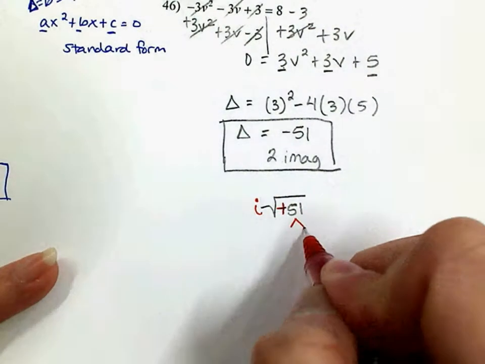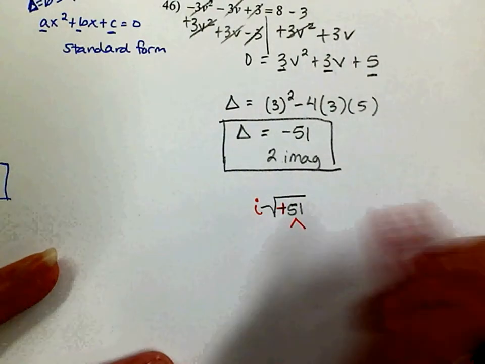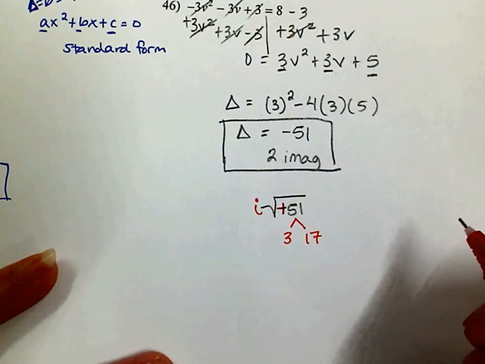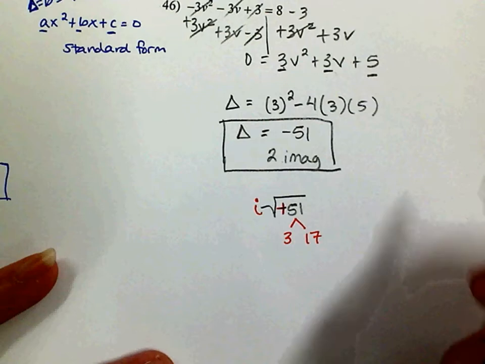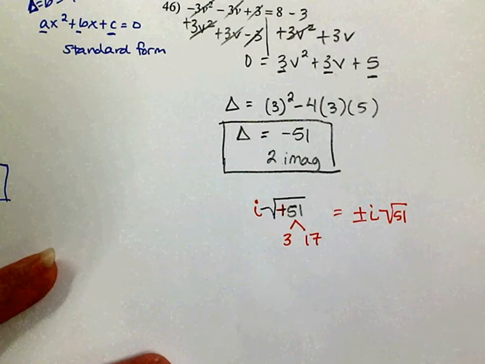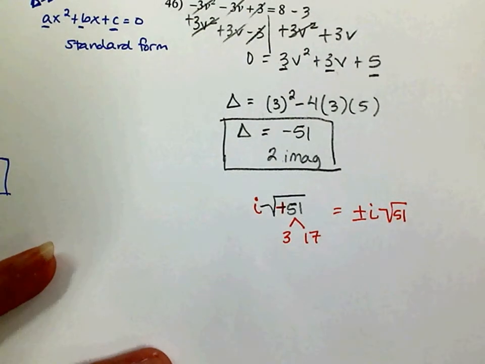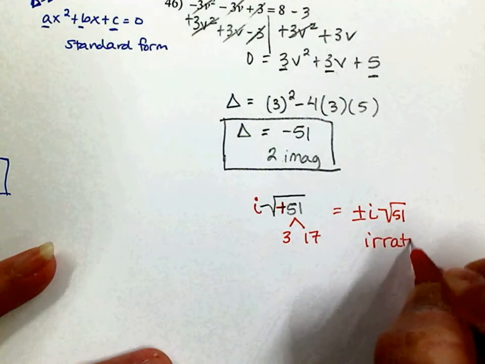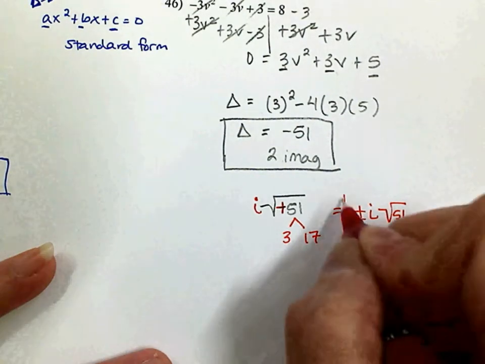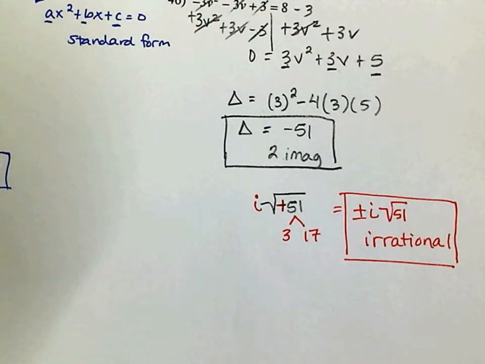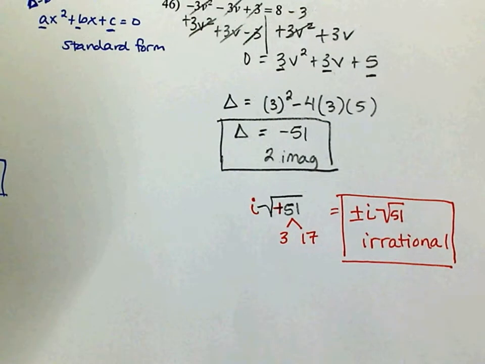What are numbers that multiply to give you 51? 3 and 17. Are they both prime numbers? So I can't make it any smaller, right? So your answer is plus or minus i square root of 51. So what kind of answer is that? Rational or irrational? Irrational, because the numbers are crazy. Very good. Any questions so far? Okay. Let's go to number 47.